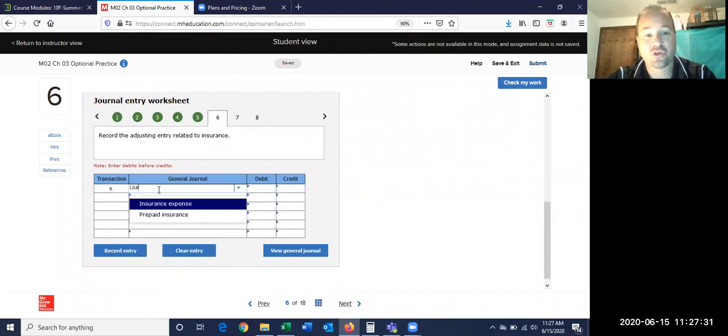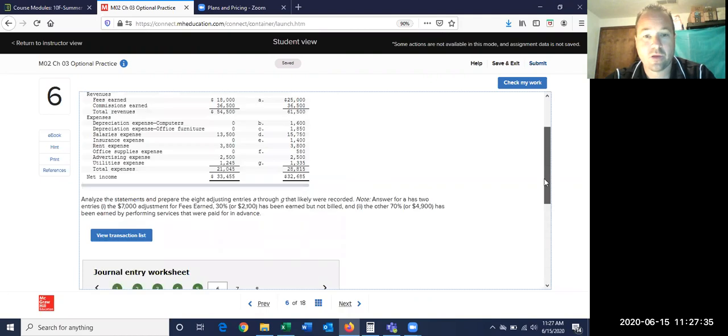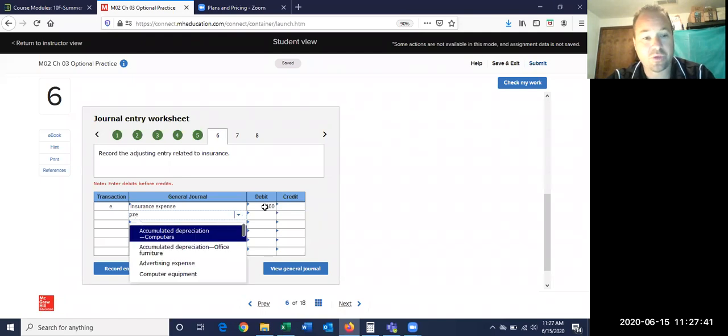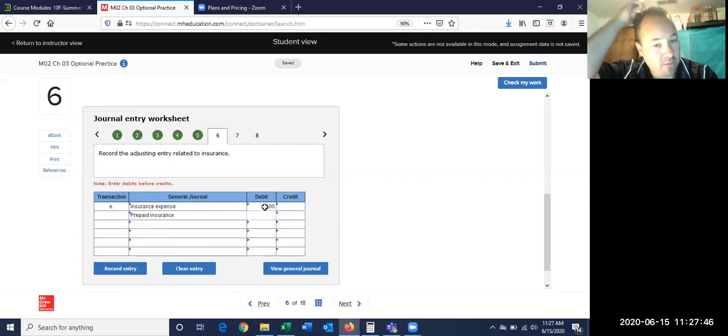So we're going to have insurance expense for the $1,400, and insurance is almost always prepaid ahead of time. So we're going to credit my prepaid insurance for that $1,400.